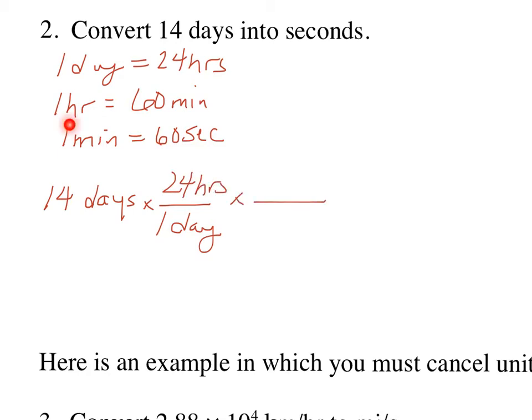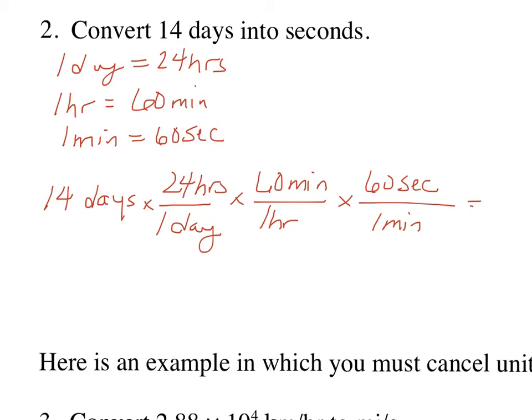Now I use the second equality to get from hours to minutes. So I know 1 hour is the same thing as 60 minutes. And finally, I'm going to go from minutes to seconds. So I know that 1 minute is the equivalent of 60 seconds.